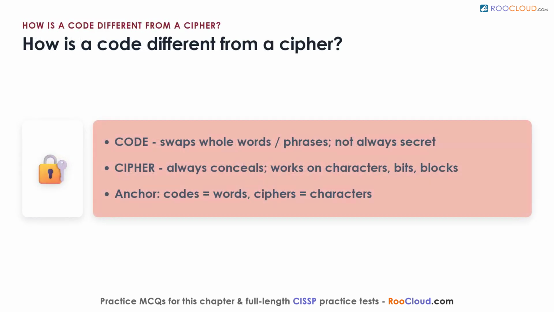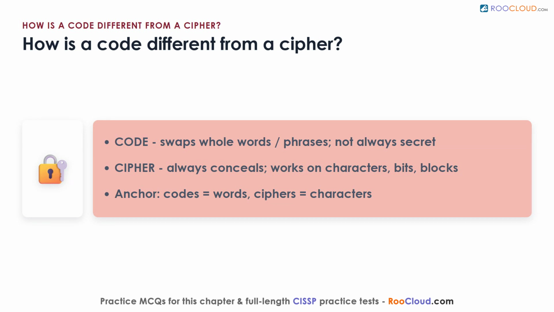How is a code different from a cipher? People use the words interchangeably, but they are not the same. A code swaps whole words or phrases for other symbols, and it is not always meant to hide meaning. Think of the shorthand radio phrases that emergency crews use, where a single number stands for a full sentence. A cipher is always meant to conceal, and it works on the smallest units, individual characters, bits, or fixed blocks.